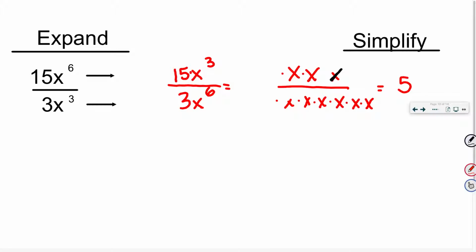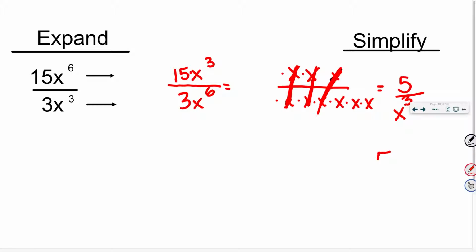Okay. Now, this is a whole, this is a whole, and that's 1. So what am I left with? 5. X cubed, where is it? In the denominator. It's in the denominator. Okay, you can't move it.